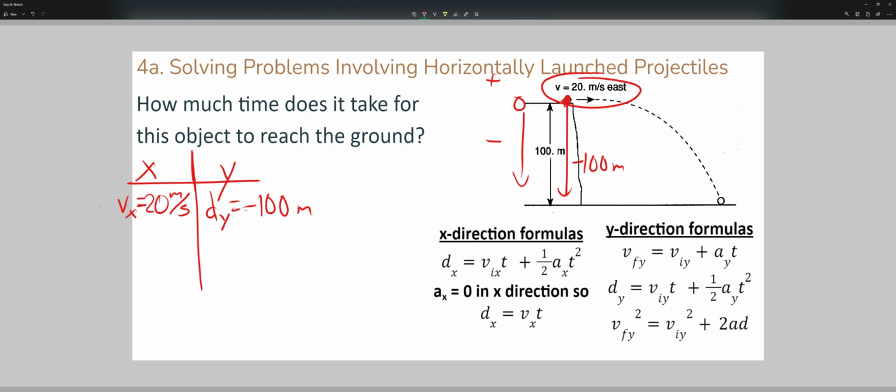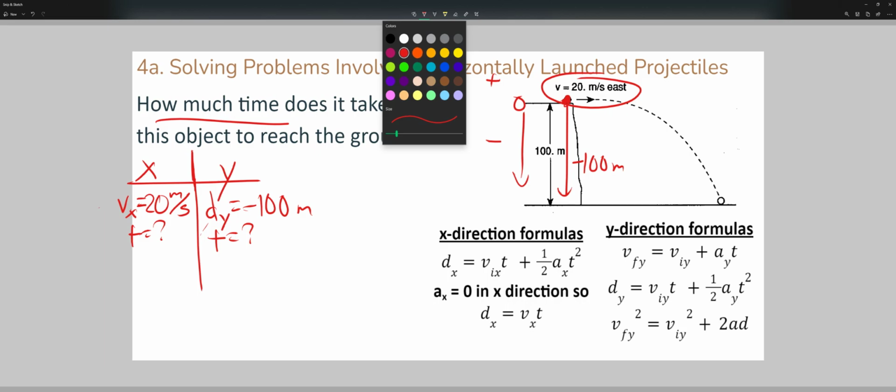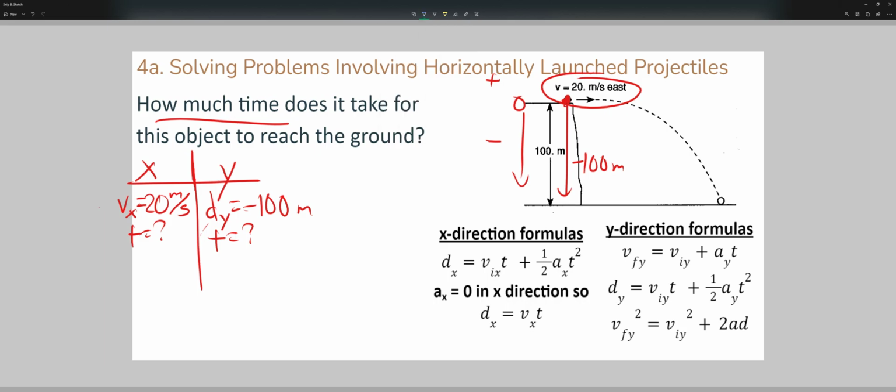We also know that we're looking for time, right? That's what the question wants, and time really just belongs on both sides. Now we have to make 2 more assumptions. One is that if the object is falling, we can say the acceleration due to gravity in the y direction is negative 9.8 meters per second squared.